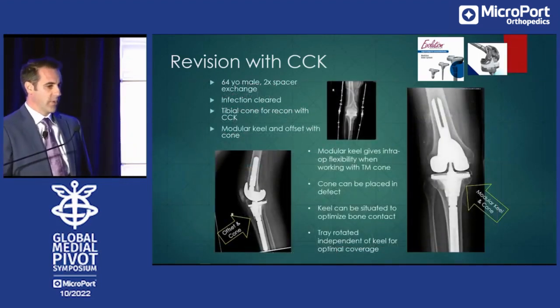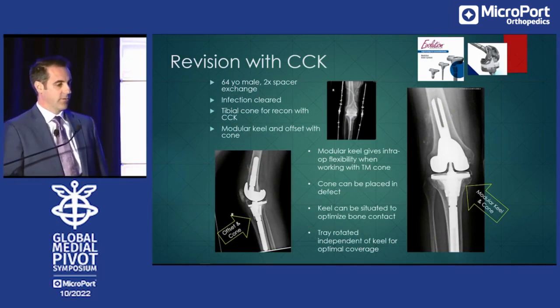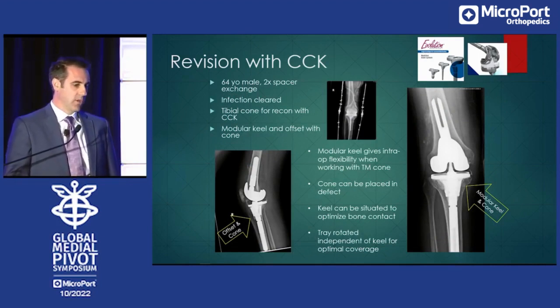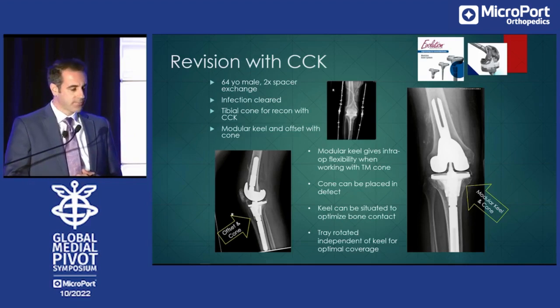Infection cases, a patient of mine, two-time spacers that had not cleared the infection until the second time, so bone loss becomes a little bit of a challenge. In this one, we use a tibial cone with an offset, and when you have the modular keel on the Revo tibia, it allows you to rotate that independent of the tibial tray.